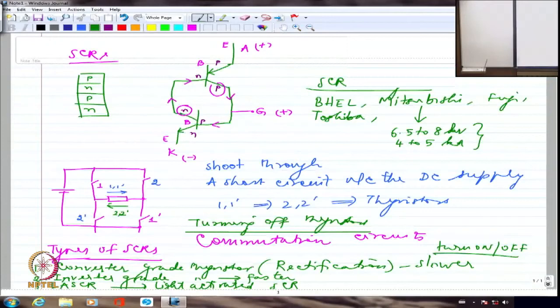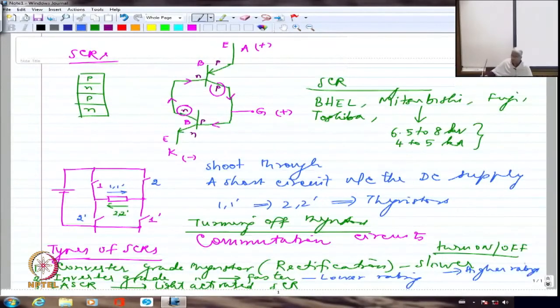But mostly the highest grade SCR, highest power rated SCR will be converter grade. Inverter grade, because they have to be turned on and turned off very quickly, which means huge number of charge carriers have to be swept out. It takes longer. So generally inverter grade thyristors will be available only at lower rating. This may be available only at lower rating, whereas this will be available at higher ratings.